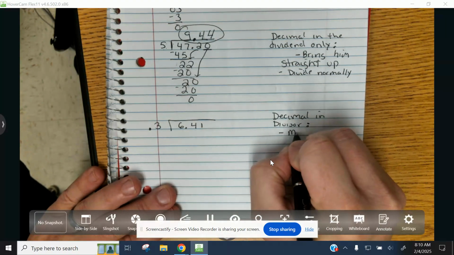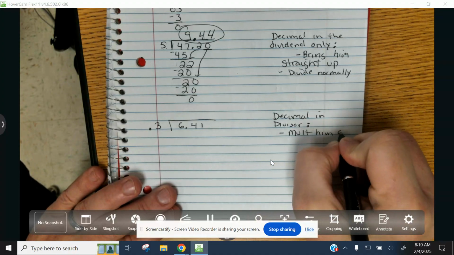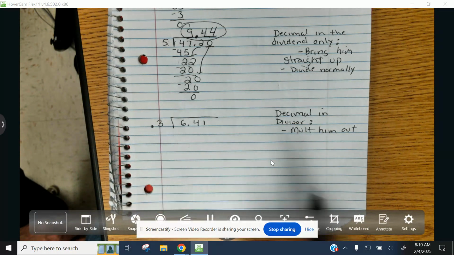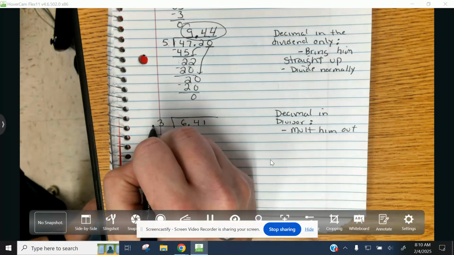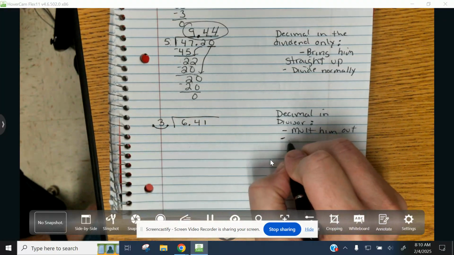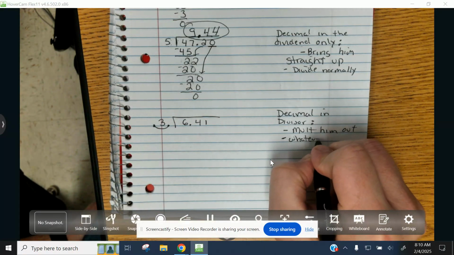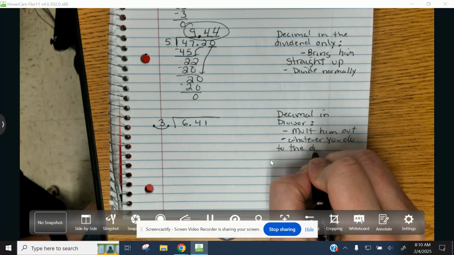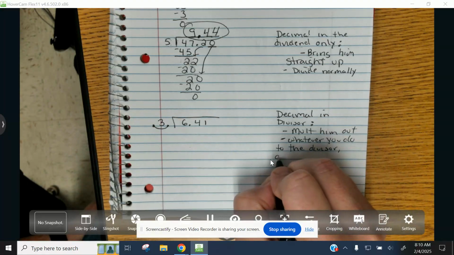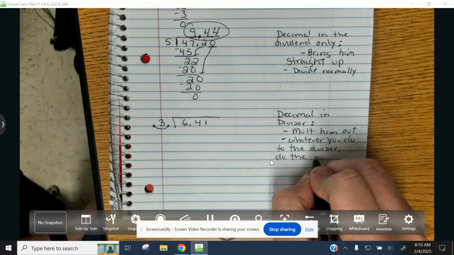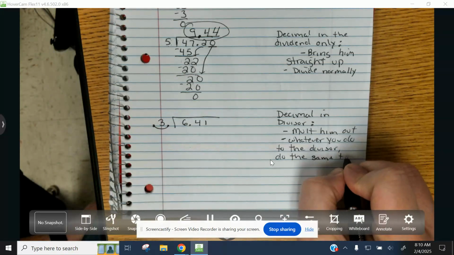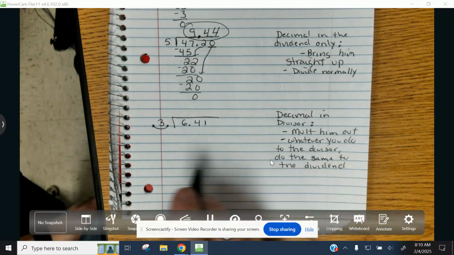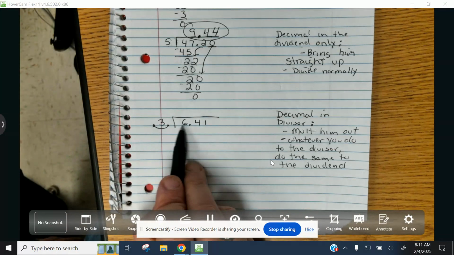Okay? Multiply him out. And what does that mean? It means move him however many times you need this 3 to be a whole number. Okay? So we're going to move him one time. And then whatever you do to the divisor, do the same to the dividend. Okay? So because we moved him one time, we have to be fair and move him one time.